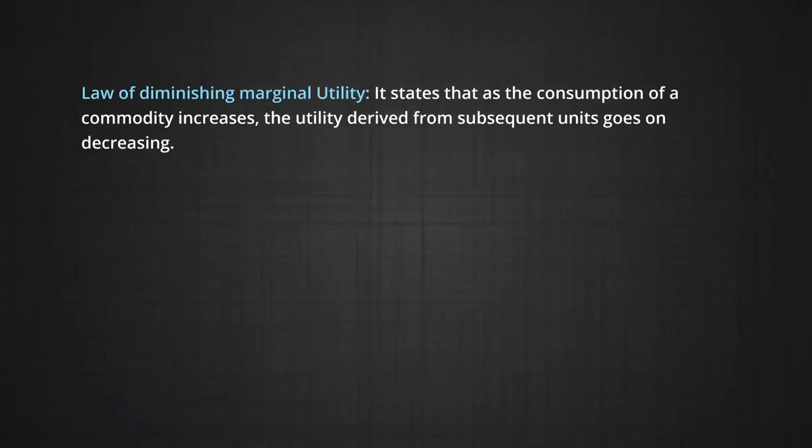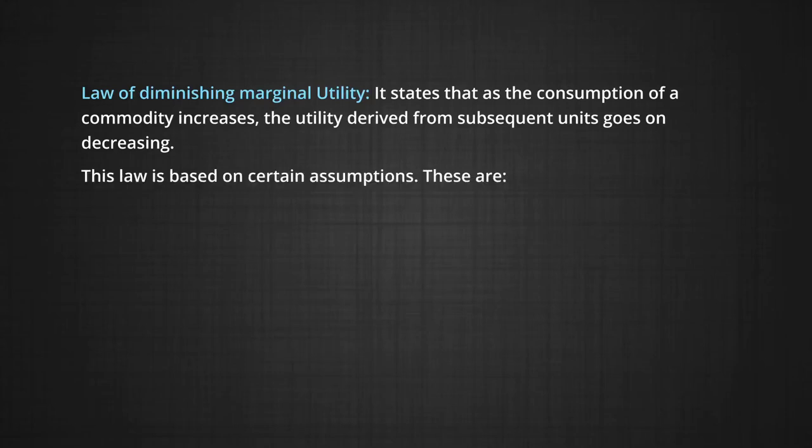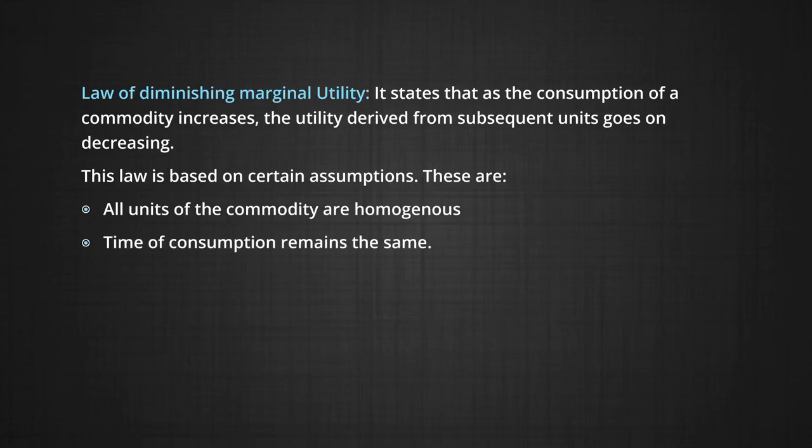The law of diminishing marginal utility states that as the consumption of a commodity increases, the utility derived from subsequent units goes on decreasing. This law is based on certain assumptions. These are: one, that all units of the commodity are homogeneous. That is, they are identical. Second, the time of consumption remains the same.